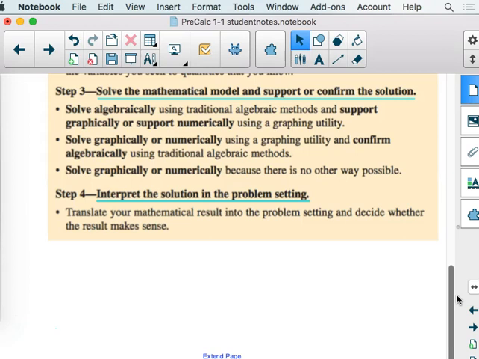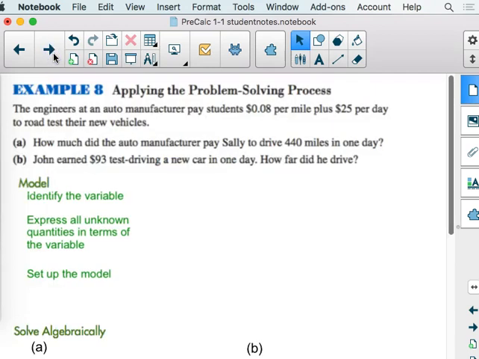What does that mean? So on the next page, we're going to start with a little baby word problem here, applying the problem-solving process. It says, the engineers at an auto manufacturer pay students 8 cents per mile plus $25 per day to road test their vehicles. How much did the auto manufacturer pay Sally to drive 440 miles in one day?